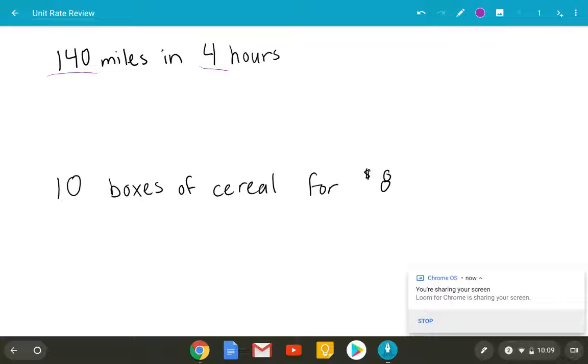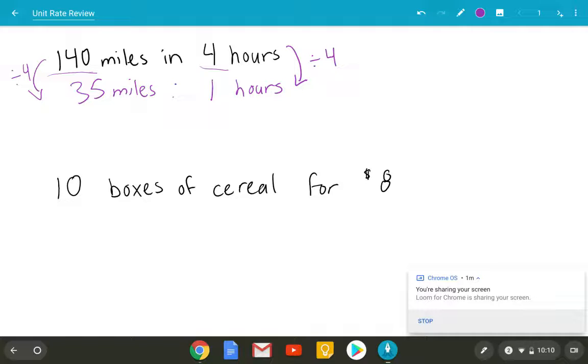So if I am turning 4 hours into 1 hour, we can kind of think about it the same way as we would think about an equivalent fraction. So if I'm writing an equivalent ratio going from 4 hours to 1 hour, I am dividing 4 by 4 to get 1. I'd have to do the same thing on the other side. I'd have to divide 140 divided by 4, and that would be 35 miles. 140 divided by 4 is 35.